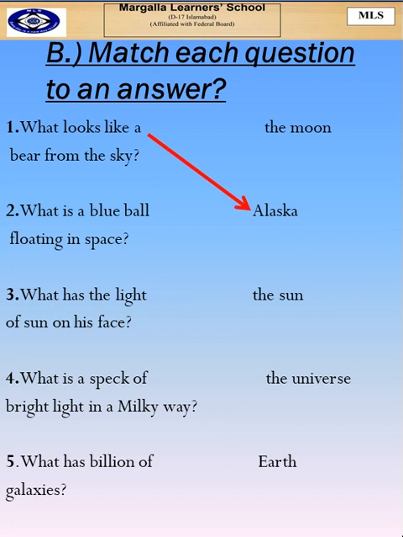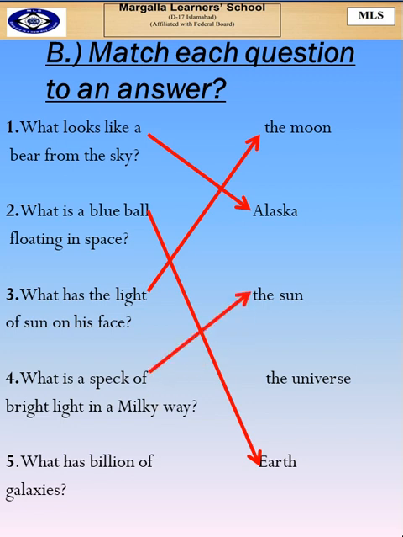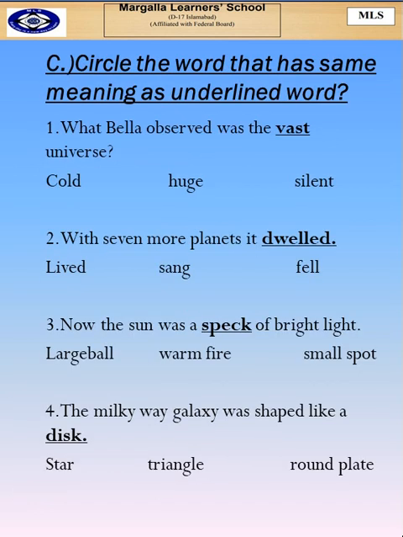What is a blue ball floating in space? The correct option is Earth. What has the light of sun on his face? The correct option is moon. What is a speck of bright light in a Milky Way? You remember the meaning of speck? The right option is sun. What has billions of galaxies? The universe.